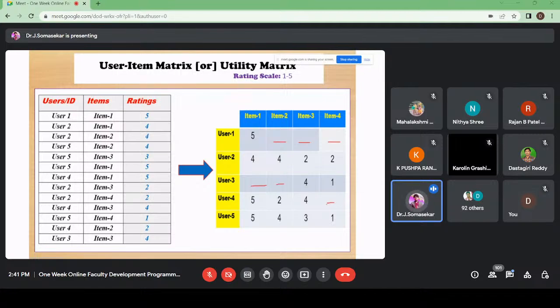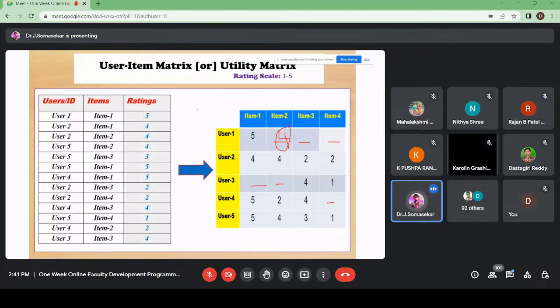Because we have to predict the rating followed by recommendation. Suppose ratings are missing, for example user 1 to item 2 rating is missing. Suppose I have to predict this rating. Later we will see how to predict by using machine learning models. We have to predict the rating, and once the prediction is done, then we have to look for recommendation of items to user 1.